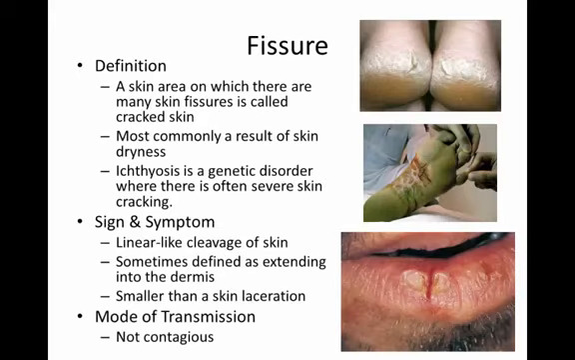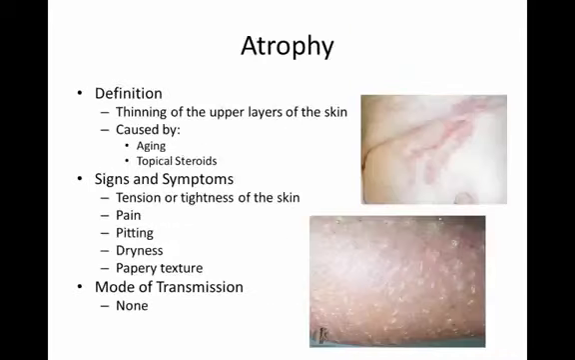A fissure is a crack in the skin. It is most commonly the result of skin dryness. Ichthyosis is a genetic disorder where there's often severe skin cracking. Signs and symptoms are linear-like cleavages of the skin, sometimes defined as extending into the dermis. They are smaller than skin lacerations. A fissure is not contagious and there is no mode of transmission.